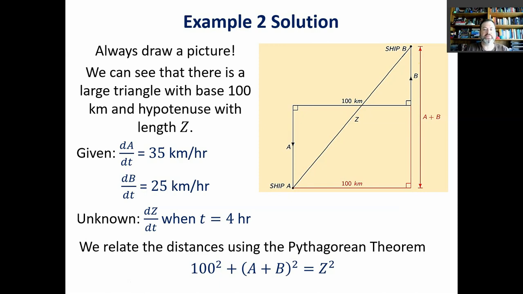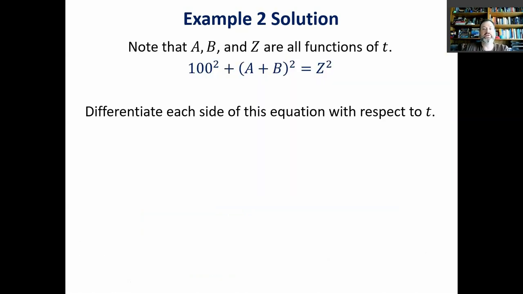So it's 100 squared plus (a plus b) squared equals z squared. Now we're going to take the derivative of this big Pythagorean theorem with the functions inside. Take the derivative of each side with respect to t, and don't forget that 100 is a constant, but a is a function of t, b is a function of t, and z is a function of t.